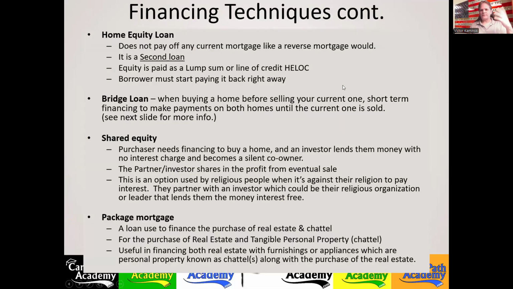So now those were the slides with just the highlights, and here are the slides with my explanations on them. Okay, what a home equity loan is. It does not pay off any current mortgage like a reverse mortgage would. It's just a loan for any equity that you have built up. You could borrow money against that.